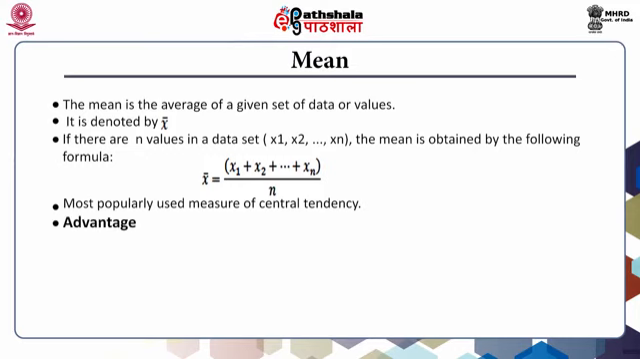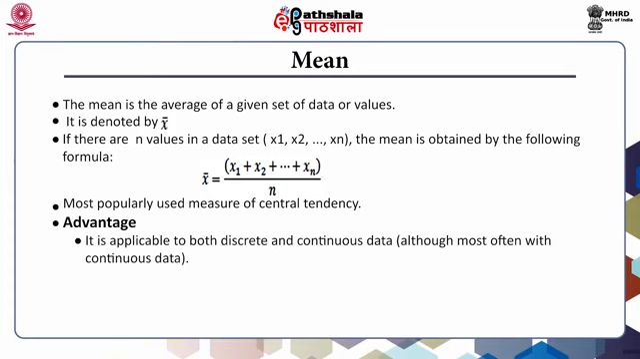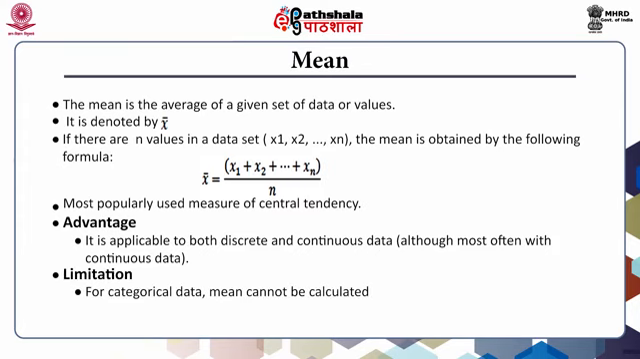Now let us see the advantages and limitations of mean as a measure of central tendency. The advantage is that it is applicable to both discrete and continuous data, although most often with continuous data. The limitation is for categorical data, mean cannot be calculated and outliers and skewed distributions often influence the mean value.